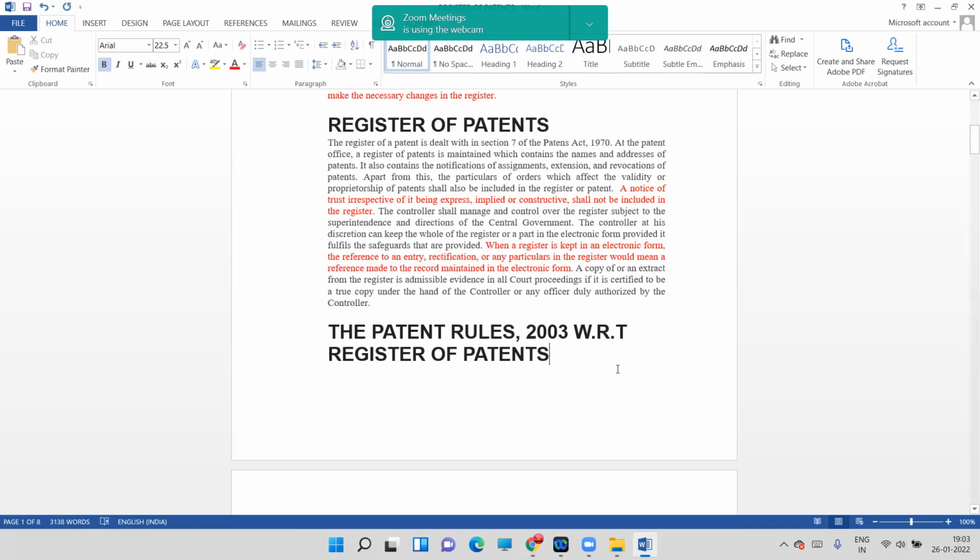Okay, if we are placing it in electronic form, what will we have to do? Reference to an entry, rectification or any particular in the register would mean a reference made to a record maintenance in the electronic form. So one has to keep a reference of it. Okay, so of that entry.